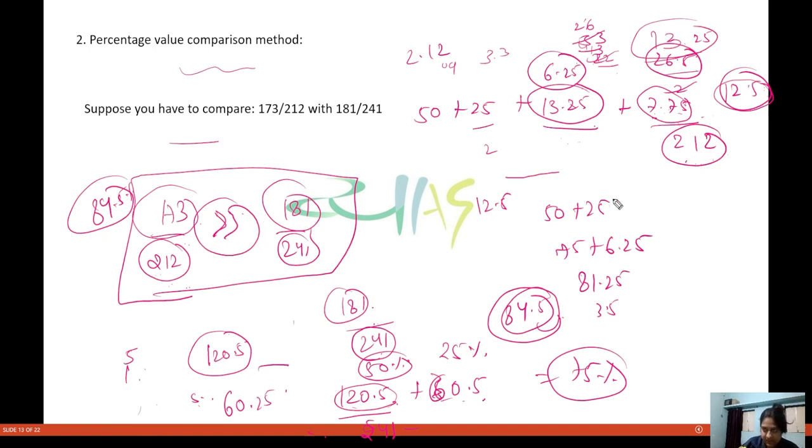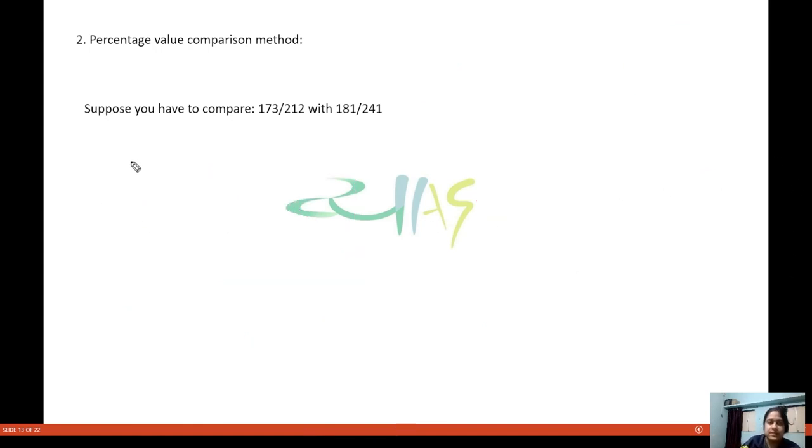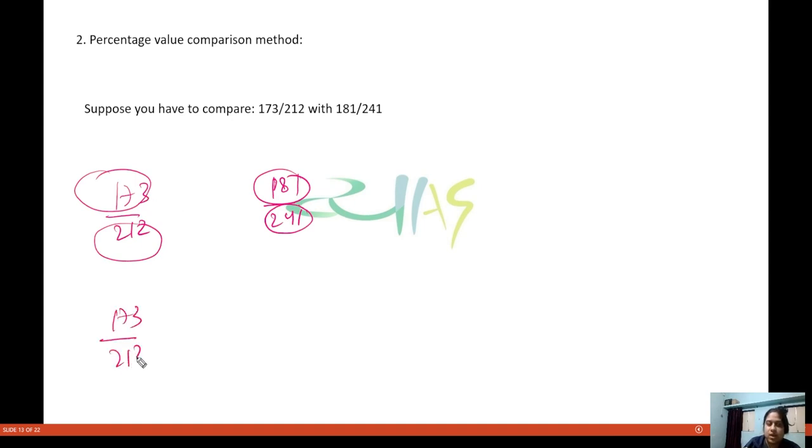So 106 divided by 212 is 50%, plus 67 divided by 212. We know that half of this, 106, is 53, so 53 plus 14 more is left. So you have 106 divided by 212, 53 divided by 212, and 14 divided by 212. This is 50%, this is 25%, and this is 14 more.